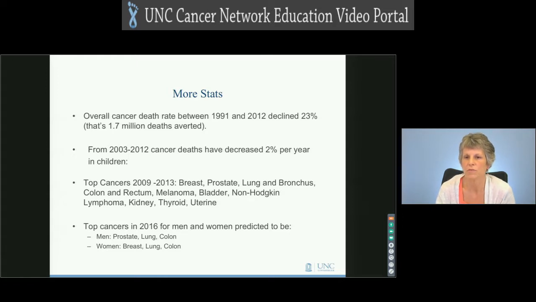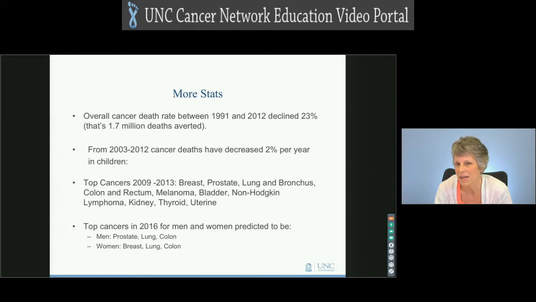Again, some good news. We are seeing a decline in the death rate over time in both children and adults, which is great news, and I think that it's related to the use of better drugs, and clinical trials have played a part in that. So this is really good to see.